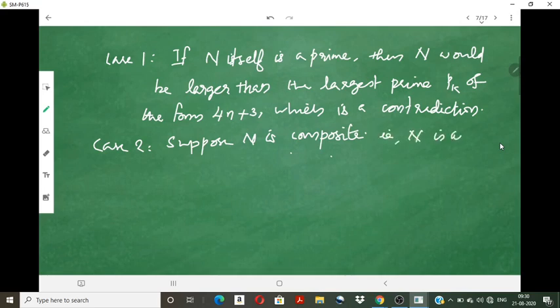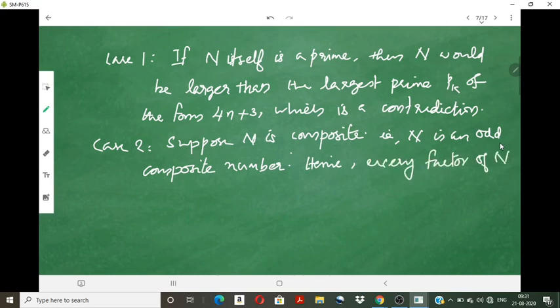That is, n is an odd composite number. And being a composite number, it has factors. It has divisors other than 1 and n. And being odd, each factor is either of the form 4n plus 1 or 4n plus 3, since every odd integer is of the form 4n plus 1 or 4n plus 3. Hence every factor of n is of the form 4n plus 1 or 4n plus 3, since odd into odd is only odd.